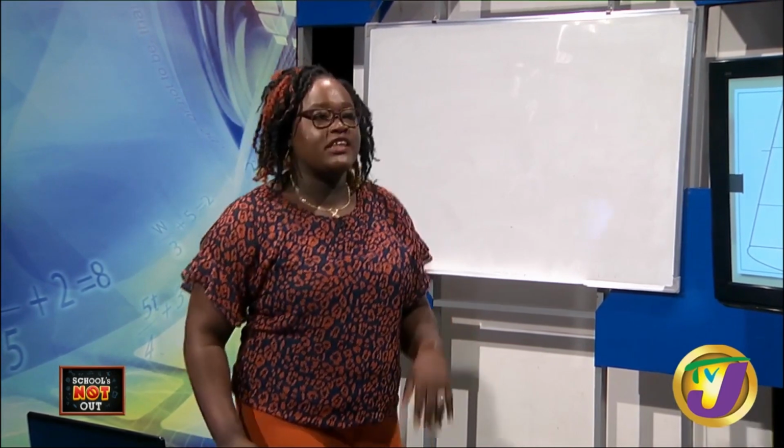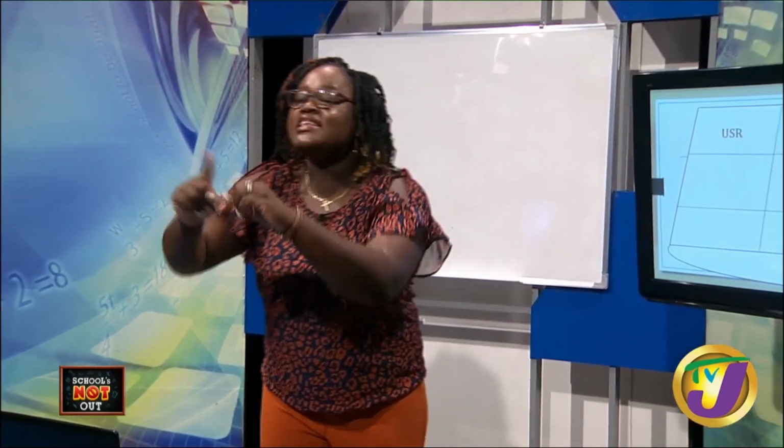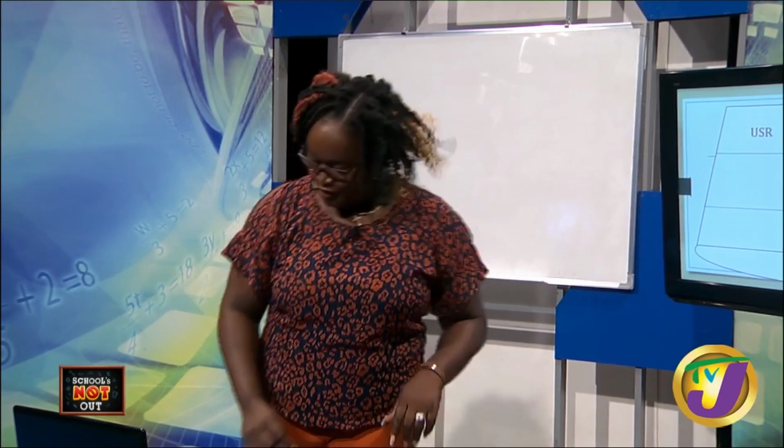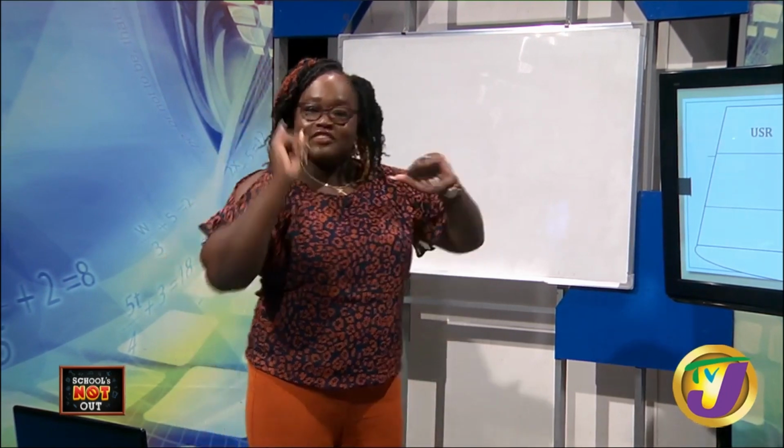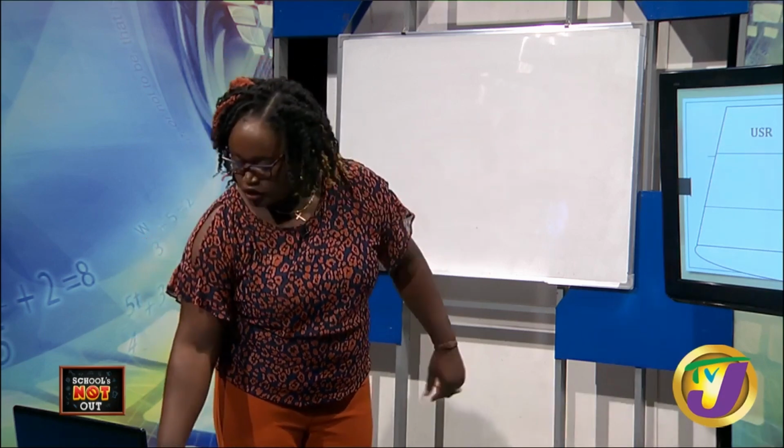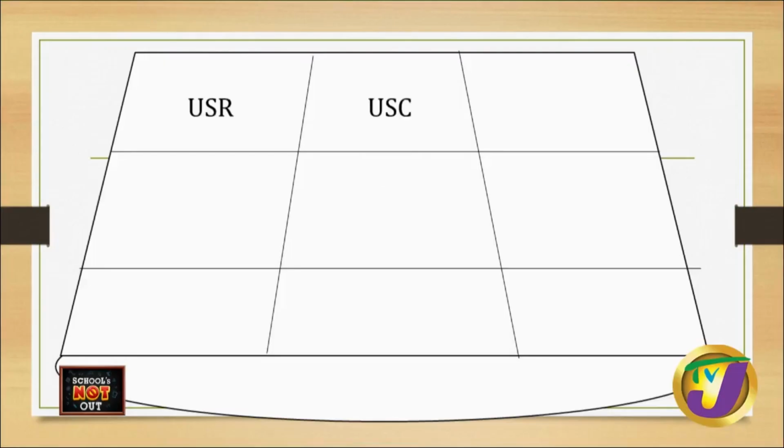Now, so we have upstage right. Remember, the actor's right is stage right. However, the audience's right becomes stage what? Left. Very good. The audience right becomes stage left. All right, so we have upstage center next to upstage right, and then we have upstage left.